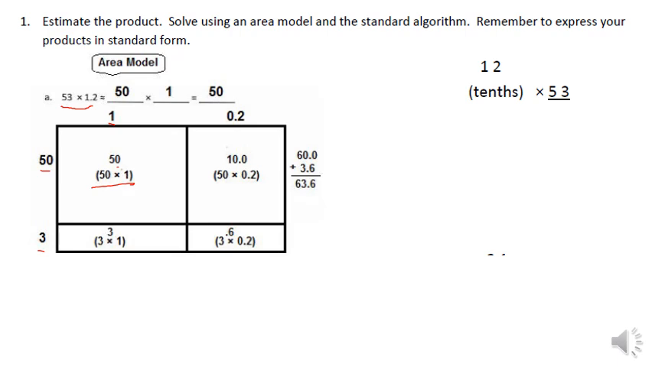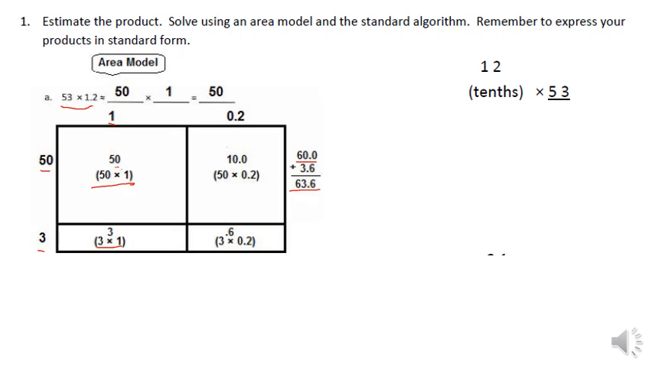Over here, 3 times 1 is 3. And 3 times 2/10 is 6/10, so it's written as 6/10. So when you add them up, you got 50 and 10 is 60, and 3 plus 6/10 is 3 and 6/10. Adding them up, we get 63 and 6/10.